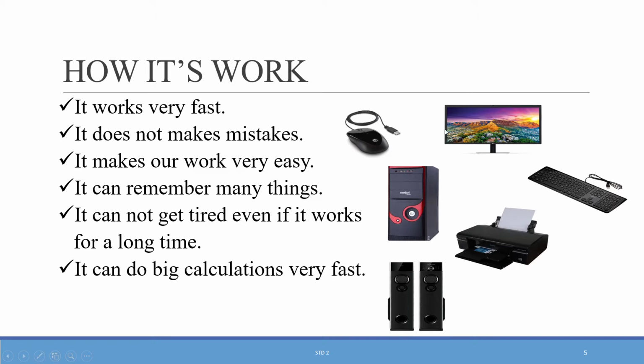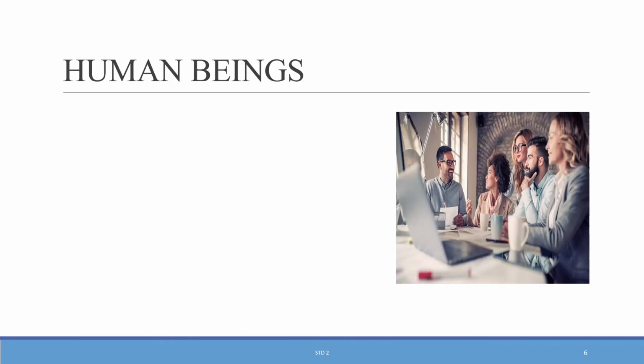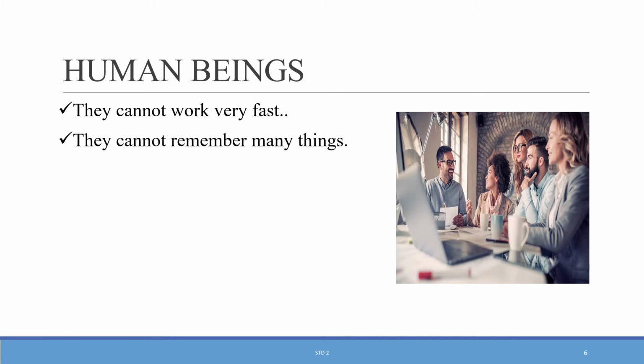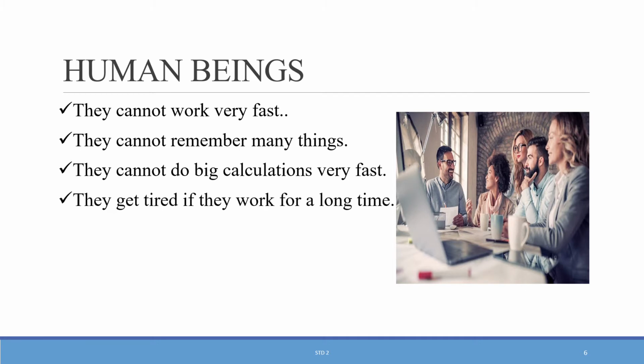Here I am showing the different parts: monitor, mouse, CPU, keyboard, printer and the last one is a speaker. These all things we learned in the previous lecture. The last remaining point is that a computer cannot think. Human beings cannot work very fast, cannot remember many things, cannot do big calculations very fast, get tired if they work for a long time, and can make mistakes. These are the features that differentiate humans and the computer machine.